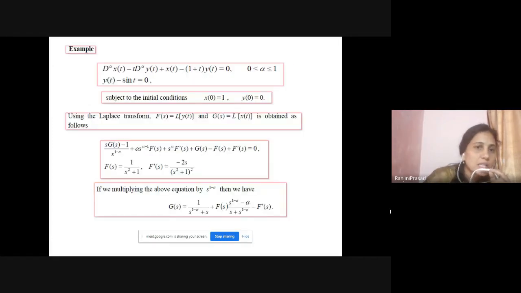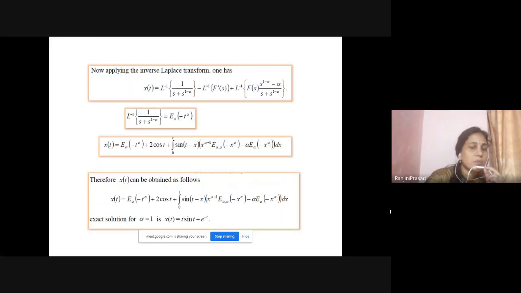Alpha equal to 1 means, see the equation, dx by dt minus t dy by dt plus x of t minus 1 plus dy of t. First order derivative. In that case, the solution is t sin t plus e power minus t, what we are getting is the same. So this is the exact solution. Using the Laplace transform, we can find that. But it's not always possible.